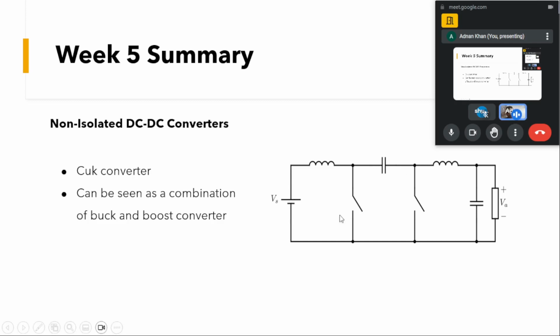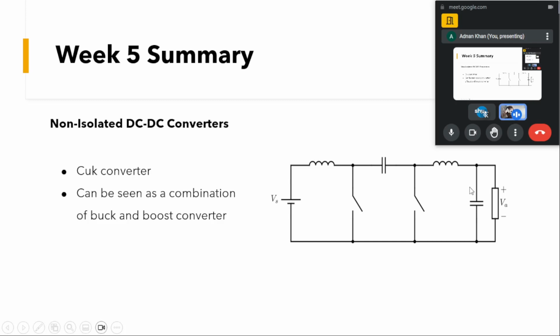For example, if we have a buck converter or boost converter, you can see our input current is discontinuous for the buck converter. In this Cuk converter, we can see both the input as well as the output current will be continuous, because we have an inductance at both the input and the output. Also, we can have a smaller ripple for the input current as well as the output current in this converter.